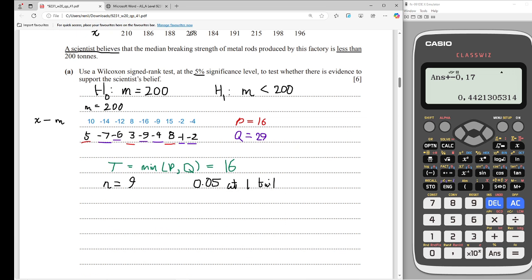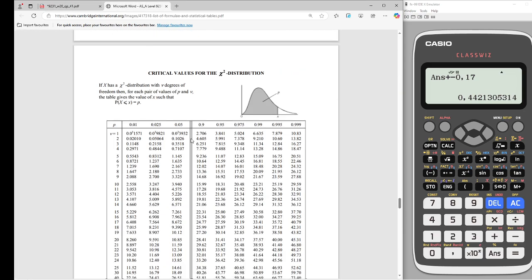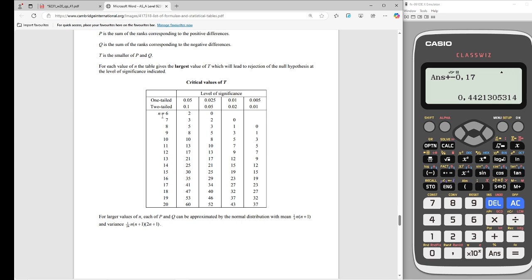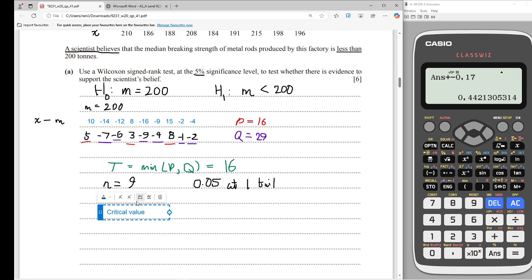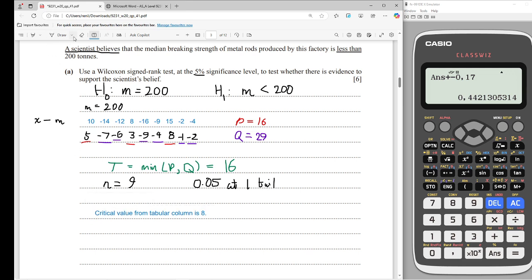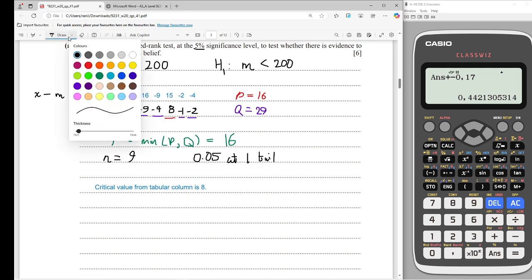Okay, using the data right here, we have to go to this table. For a single tail test of 0.05 and a sample size of 9, our critical value becomes 8. So we can write over here that the critical value from the tabular column is 8. Okay, so this just states our critical value, and now we're coming to the conclusions.